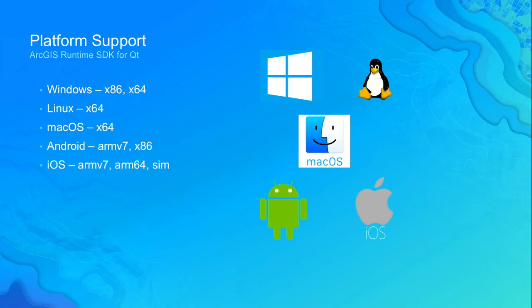So platform support using the ArcGIS Runtime SDK for Qt. We've had these platforms for many years now: Windows, Linux, macOS, Android, and iOS on some of those different architectures. What I am curious to know, I didn't see very many people out there that are using Qt at the moment, but Universal Windows Platform is available in Qt, and it's something we're looking into. And if you have any interest in using that with Qt, I'd like to know.